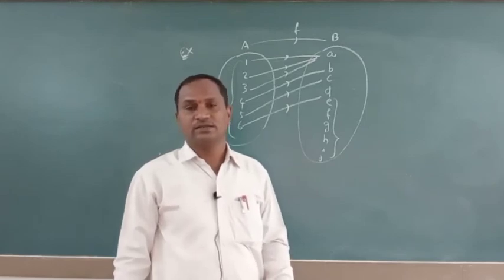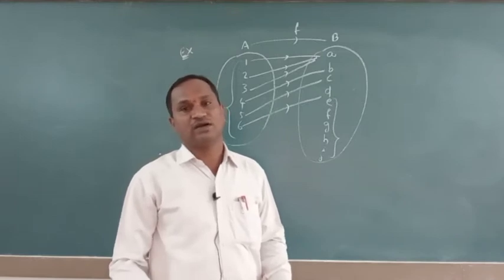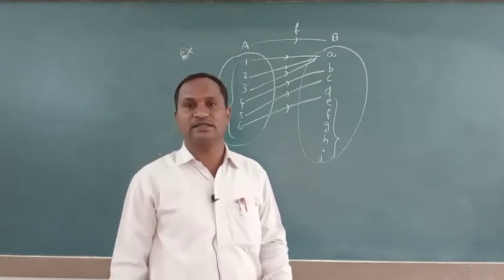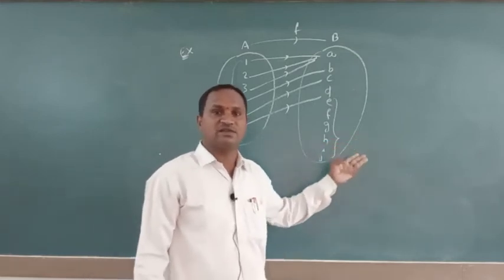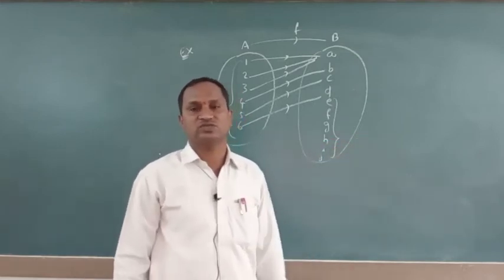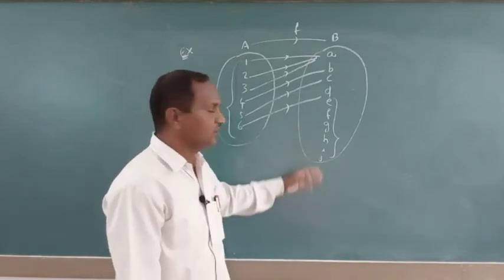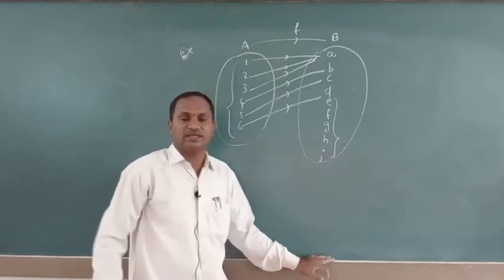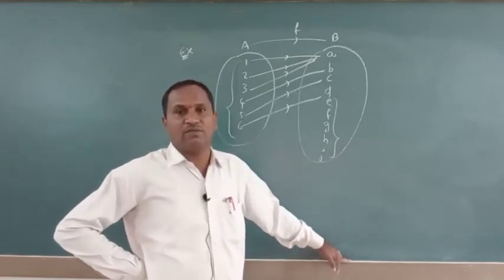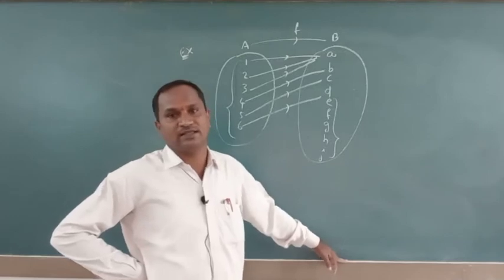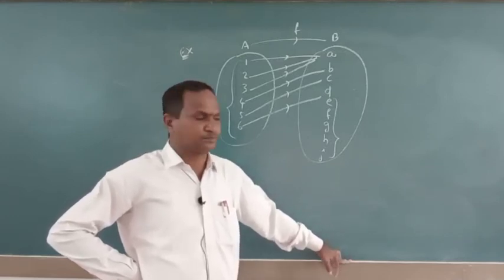Second point, the distinct elements of set A may be associated with the same element in set B. Third point, there may be some elements of set B that are not associated with any element of set A. In all those three cases, the function f that maps from A to B is always a function. Those are the main characteristics of a function.